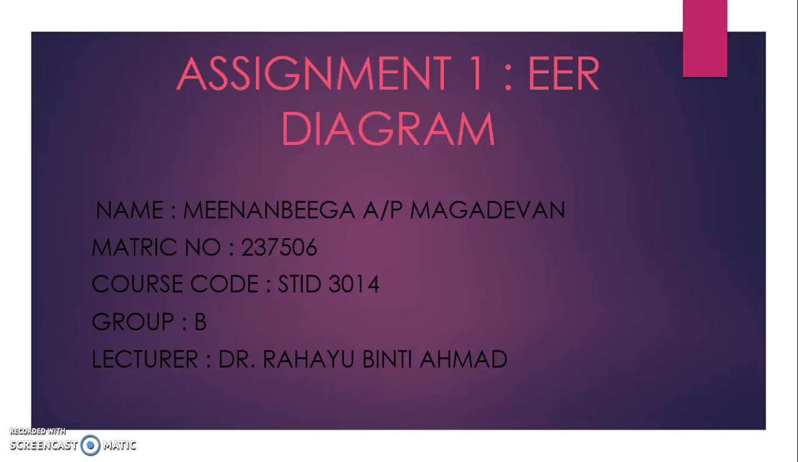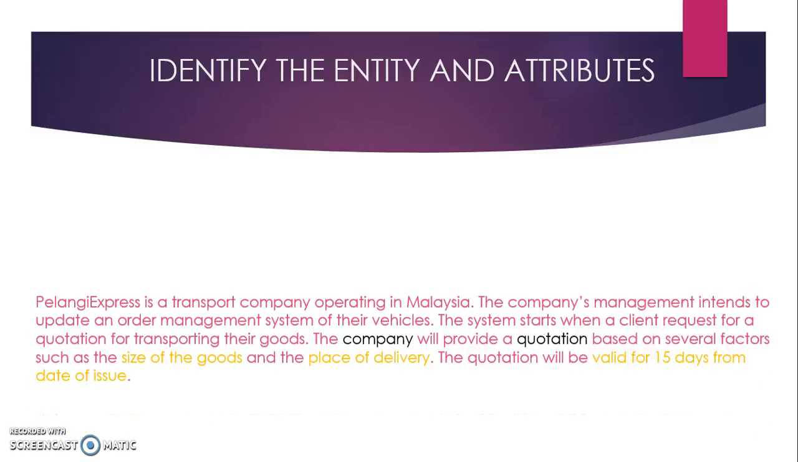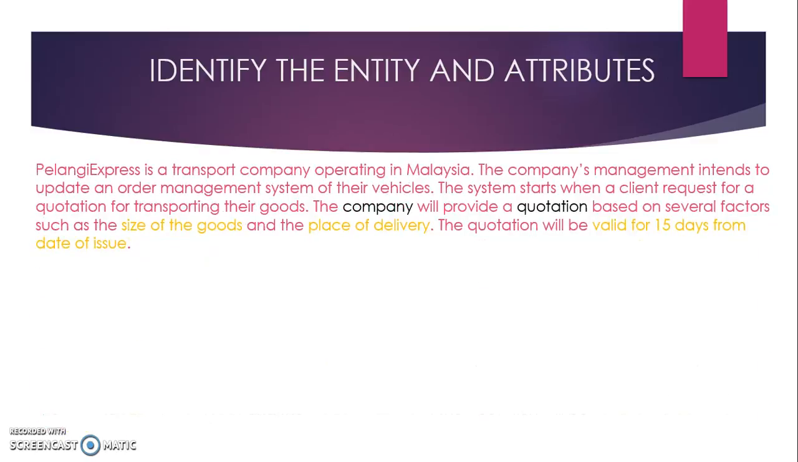In this video, I would like to explain my assignment 1, in which I need to draw an EER diagram. The first step in the case study is to identify the entities and the attributes. This assignment is about Flying Express, which is a transport company operating in Malaysia.